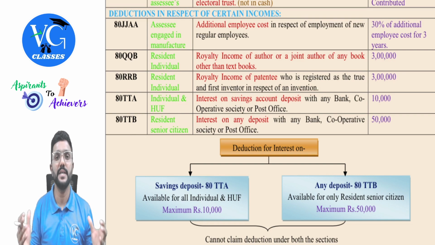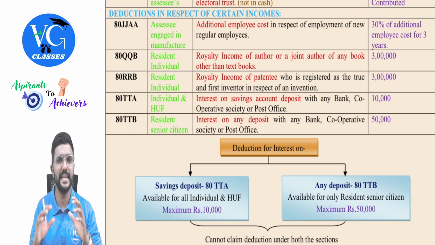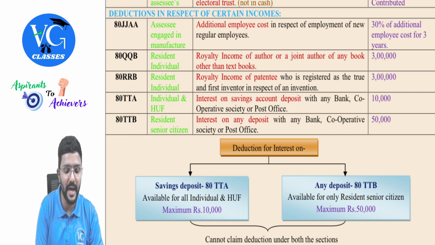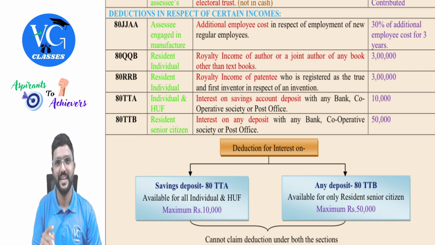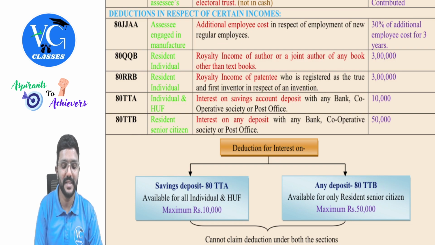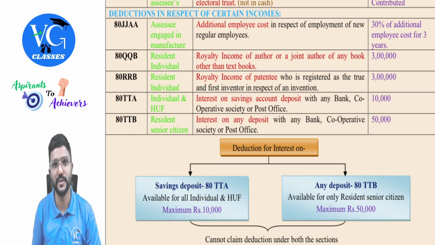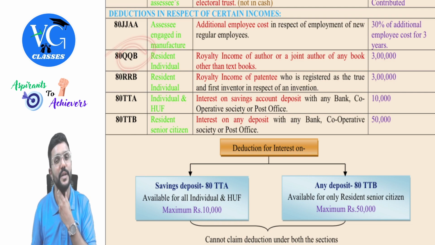Two different sections give deduction for royalty income on different things. Okay, and easy to remember, guys. See, 80RRB is talking about the patent right, which is registered in the name of the assessee or patentee. So registered, RRB, patent right registered. Okay. Whereas 80QQB is royalty income on books. And in books, normally questions would be there. Yes. So you can remember like that.